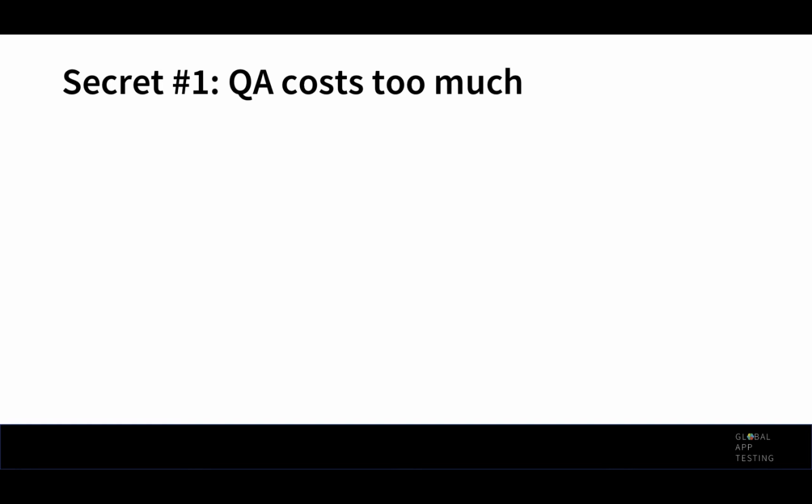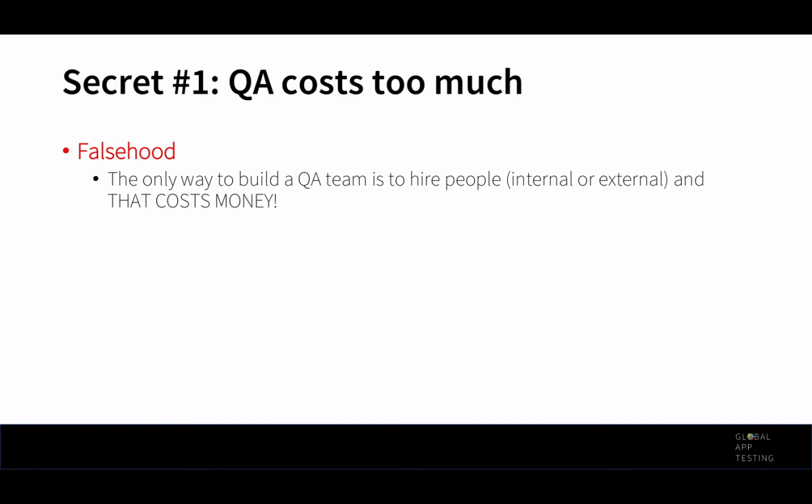Yeah, exactly. So the first thing I want to get into is secret number one: QA costs too much, right? So the falsehood here is that the only way to build a QA team is to hire people internally or externally, and that costs money. And you're right, it does cost money. Obviously you've got salaries for people.